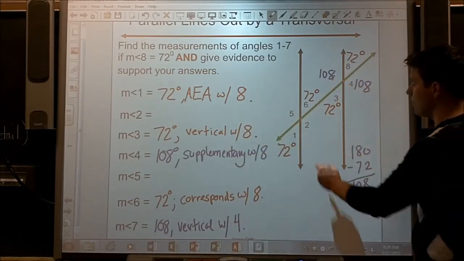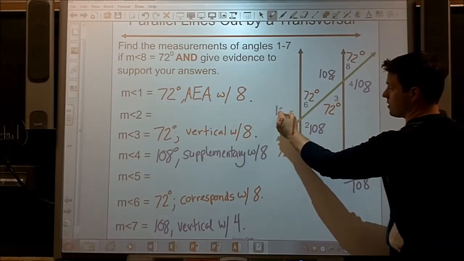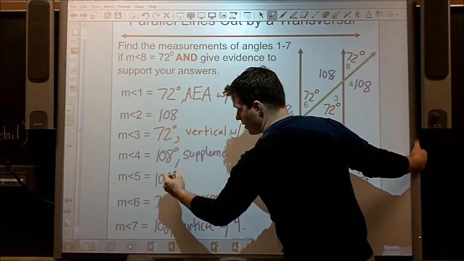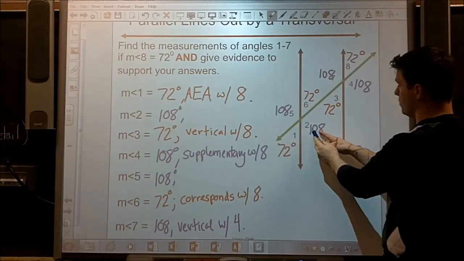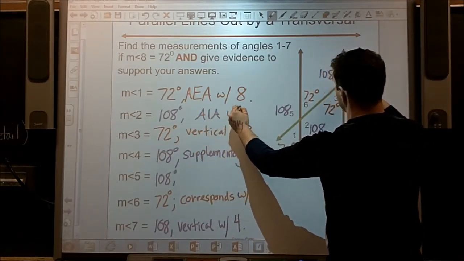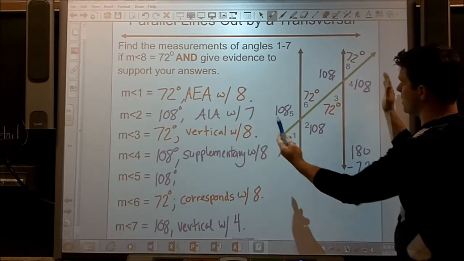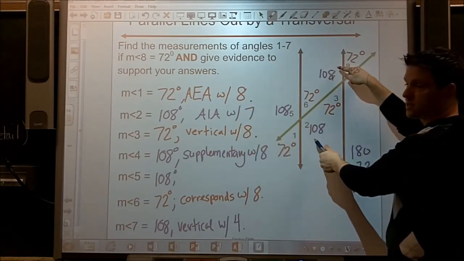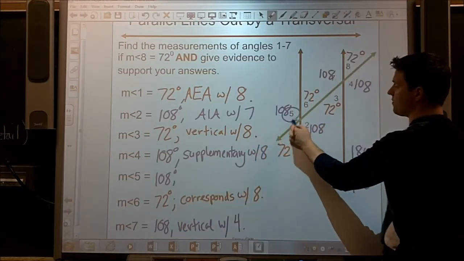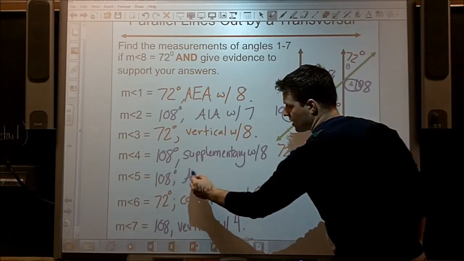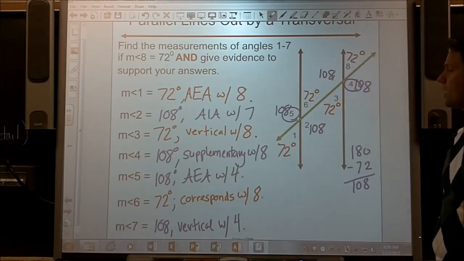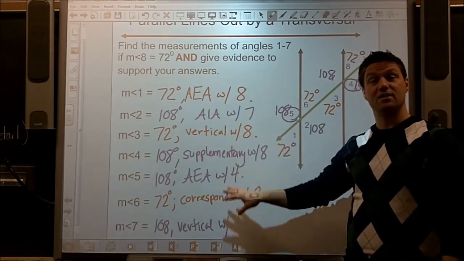5 and 2. Well, I know they're both going to be 108s. And let's see if I can give a reason why. So angle 2 is because it's an alternate interior angle with 7. Alternate interior. Inside the parallel lines, and they're on opposite sides. Angle 5, 108 degrees. I'm going to go with my favorite again. It's an alternate exterior angle with angle 4. Okay? Alright, all the angle measurements, evidence to support why.